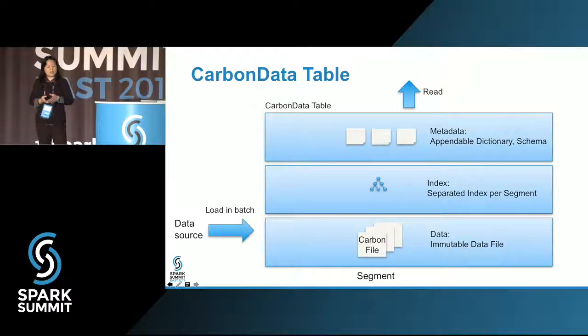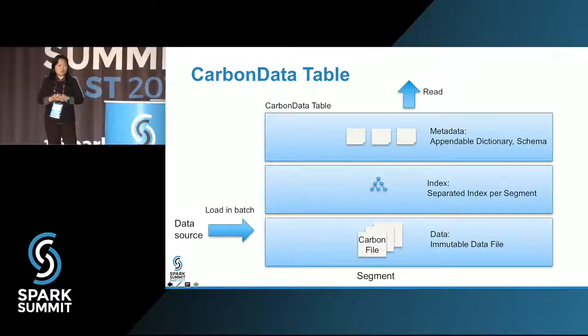What we call a segment is a directory under the table root path directory, created as a new segment for each data load. On top of that, we also have indexes built by extracting file footer information within the segment. For low cardinality columns, we also perform global dictionary encoding. The global dictionaries we keep in the metadata folder of the table.